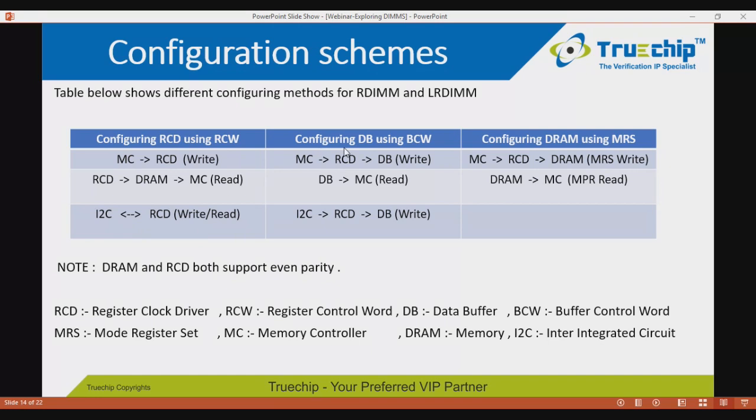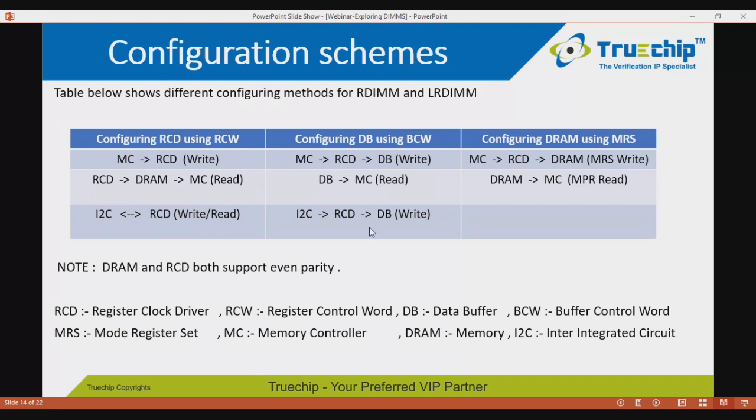Now configuring data buffers using the buffer control word. The memory controller configures the DBs, that is data buffers, through the RCD. The RCD configures the internal register of the data buffer using the buffer control word. In this also, mode register 7 is used to configure the DBs. When the 12th bit of mode register 7 is 1, it is used for configuring data buffers, whereas if this bit is 0, it is used for configuring the RCDs. The memory controller can read out the DB configuration by sending the buffer control word command through the RCD to read out from the multipurpose register of the data buffer. I2C configures the data buffer through the RCD itself.